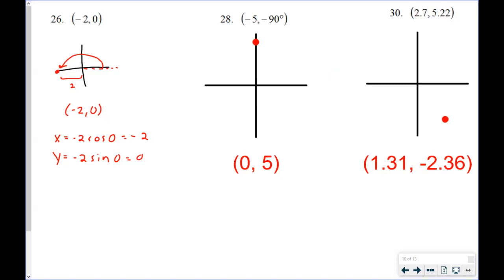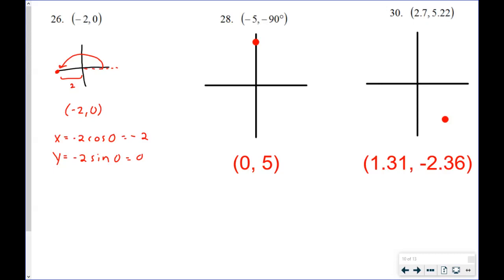So number 30 is in radians. Okay, it is 5.22 radians. There's no degree symbol there. So when you calculate that, your calculator needs to be in radians in order to get the correct answers. Okay, questions on that? We got one more set to do.